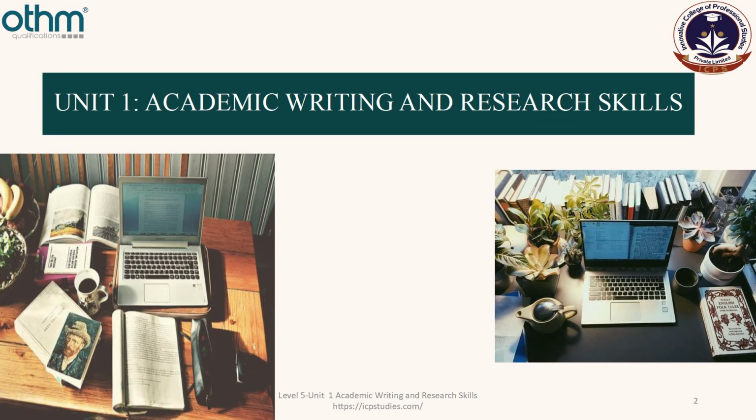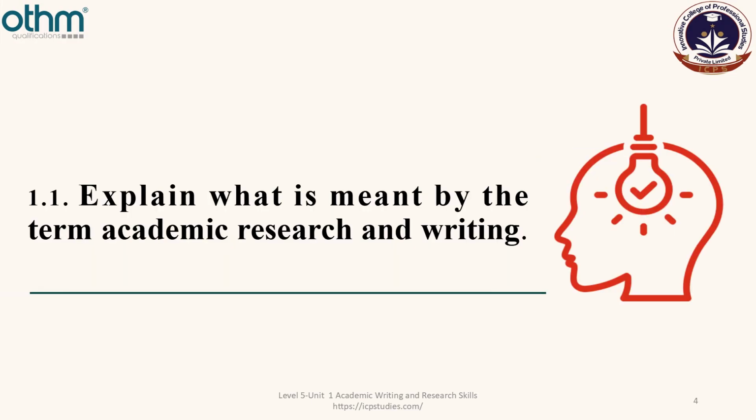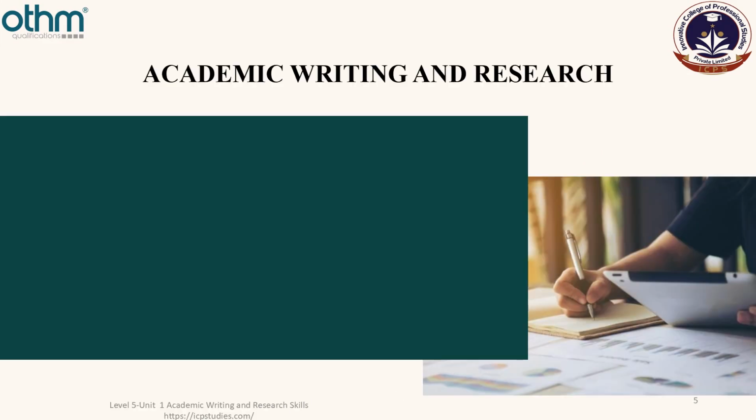So today we will discuss the first unit, that is academic writing and research skills. The first learning outcome of this unit is to understand the concept and purpose of academic research and writing. And the first assessment criterion to understand this learning outcome is to explain what is meant by the term academic research and writing. So first of all, I will try to explain what academic writing and research is.